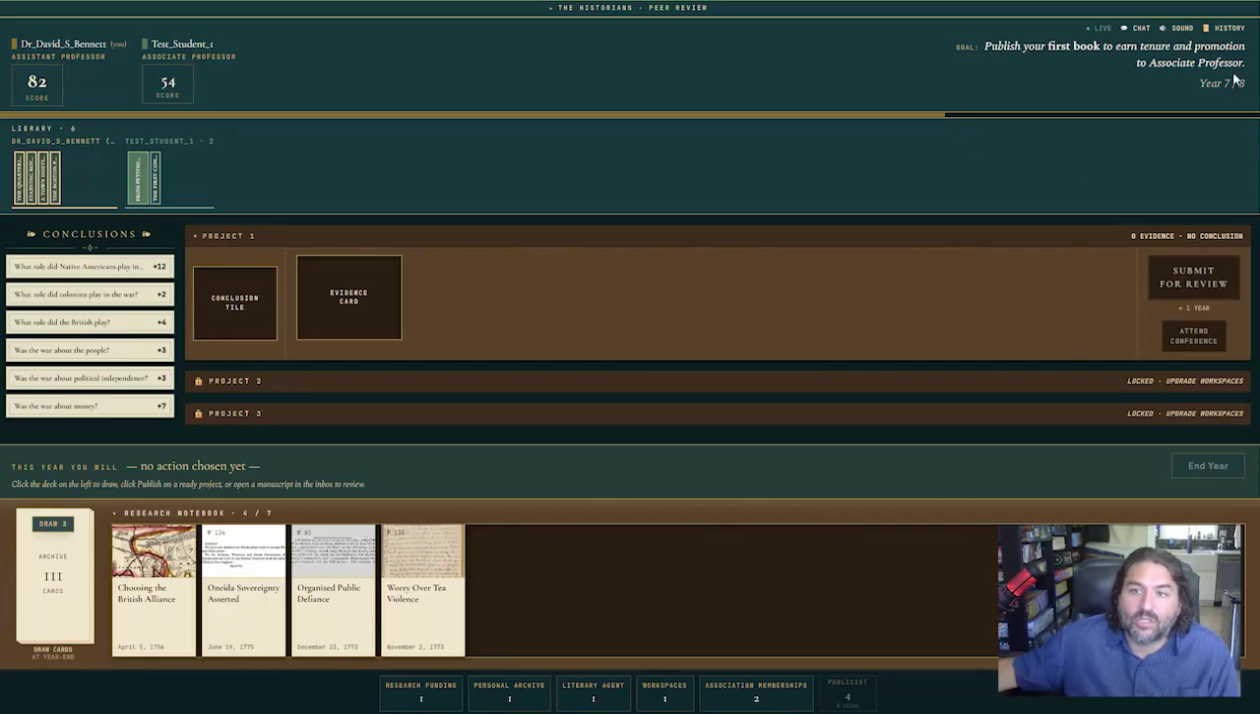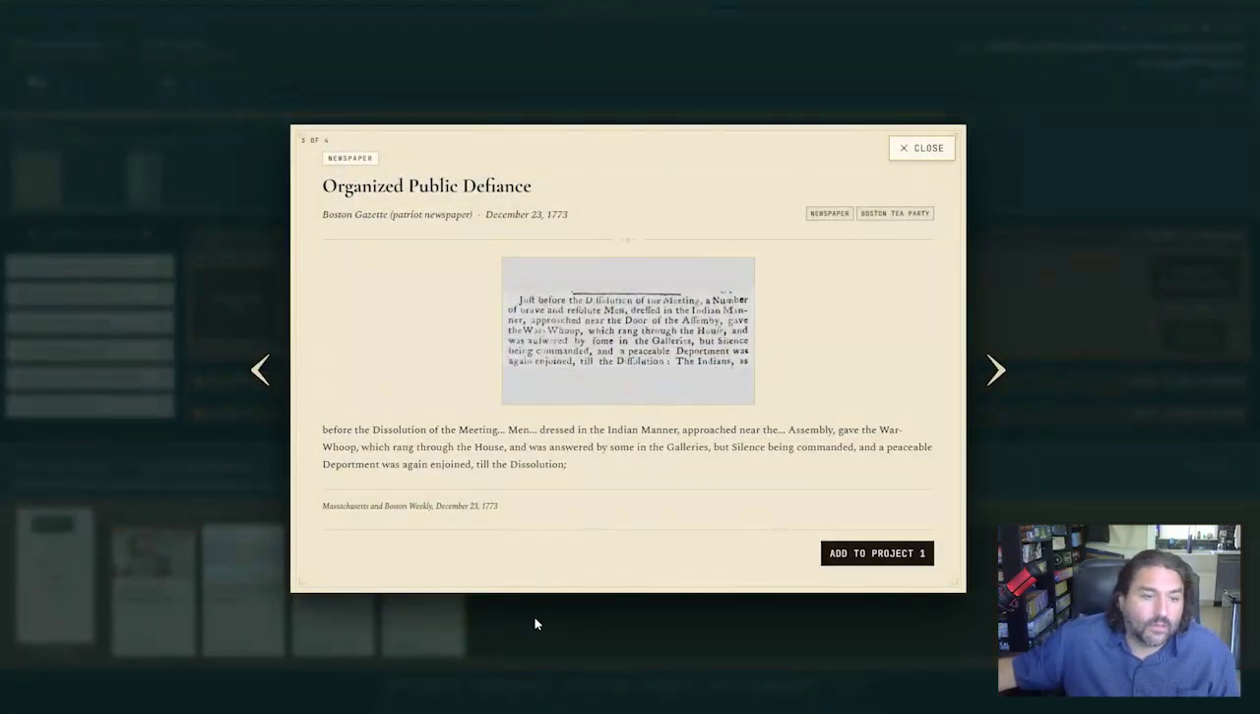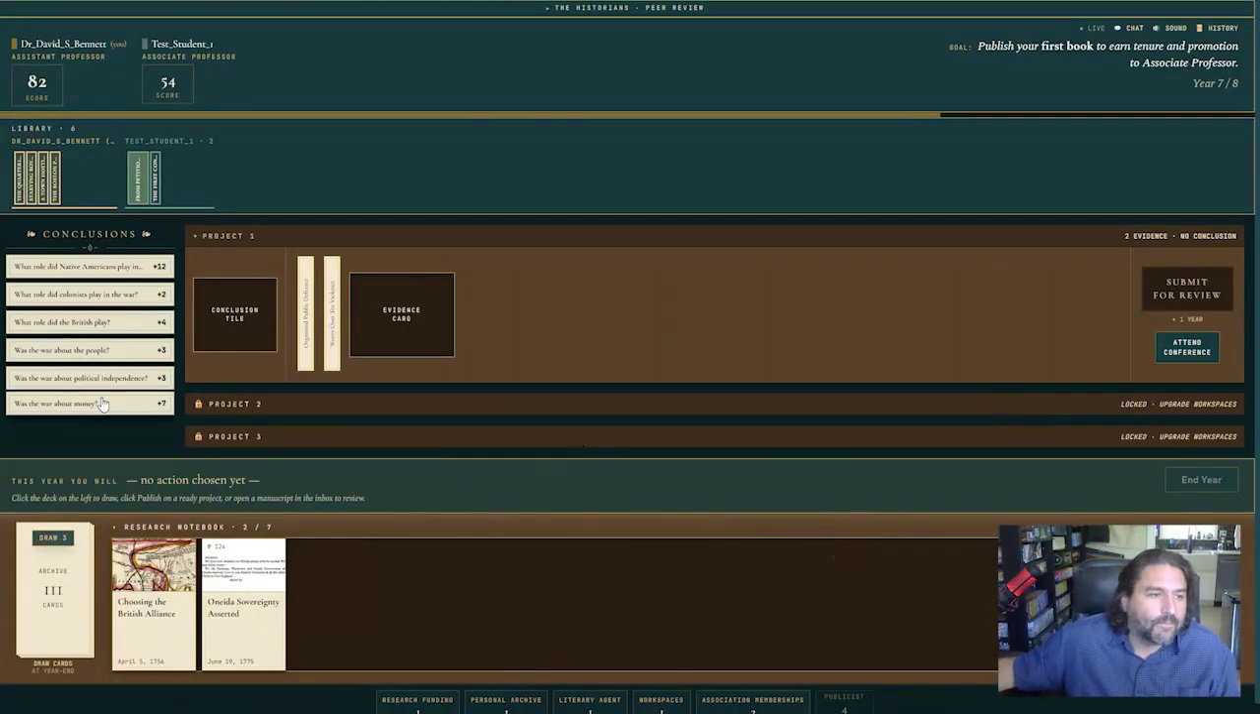So I have two more actions I'm going to take. I could try and publish. Oh, wait, no. I had built this one. So I'm going to actually publish that one. That's right. I had forgotten about that. And that's the strength of the conference, right? If you go the conference route, you can sculpt your hand to be exactly what you want.